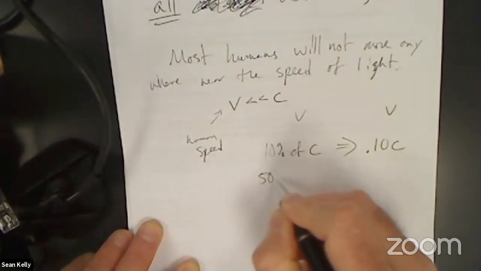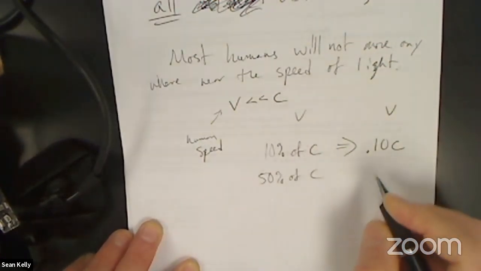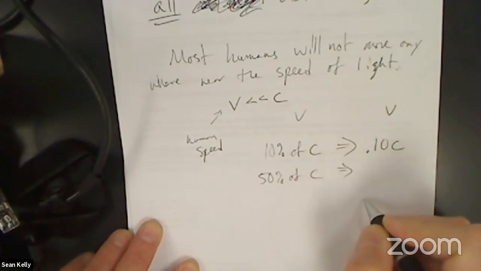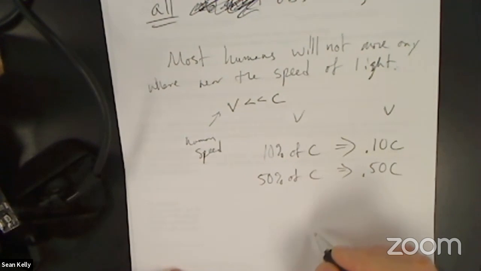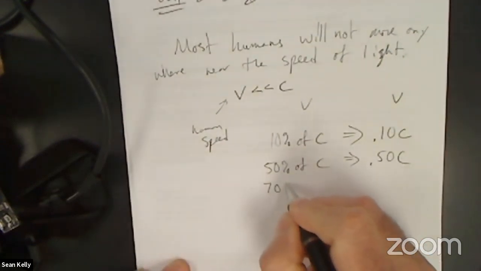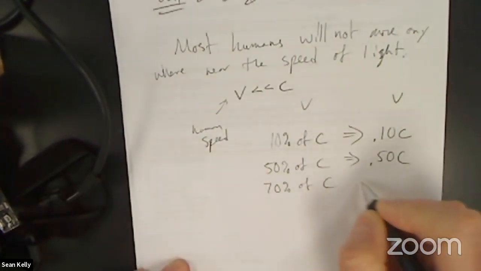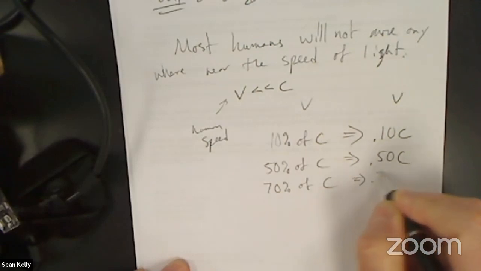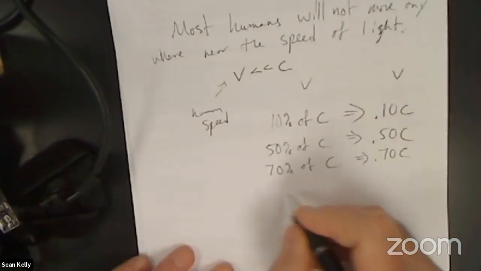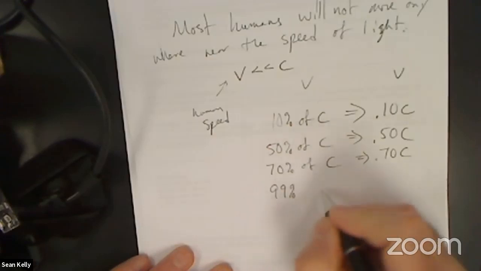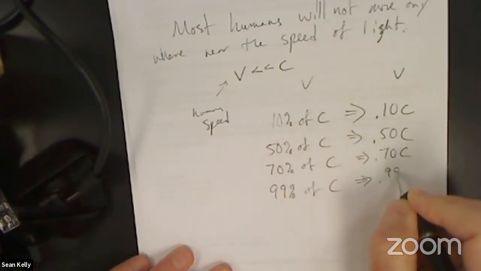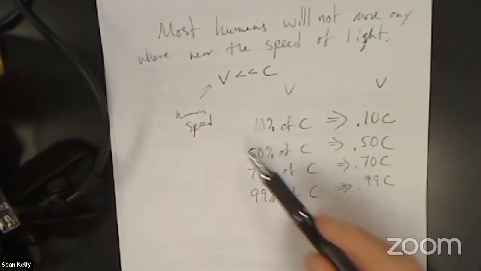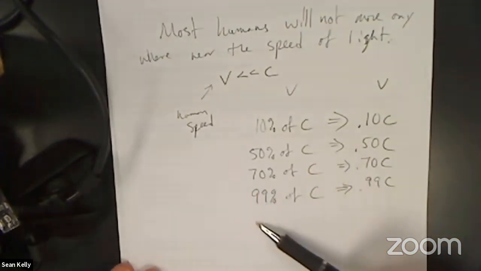So what if it was 50% of c? What would we write? I'm hoping you understand. You'd write 0.5 c, half of c. But if it was 70%, this is easy, right? 0.7 c. How about 99% of c? Okay, 0.99 c. Now, human beings don't go that fast, right? Human beings never go very fast.